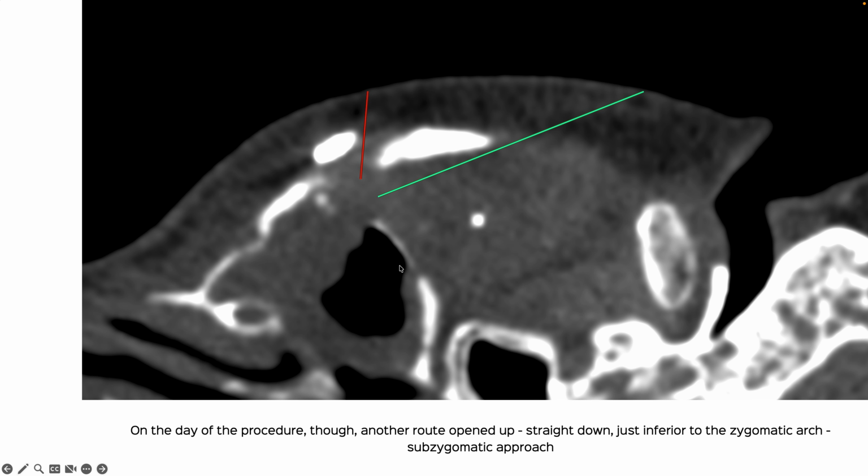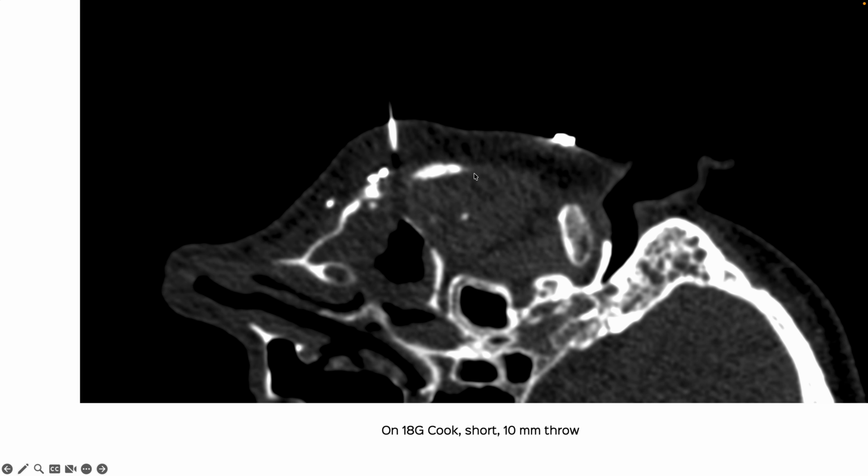This is at the time of biopsy, but because of the way the anatomy would have changed with a little bit of obliquity, suddenly this route opened up, and so this is a subzygomatic approach straight into the soft tissue involving the posterolateral maxillary sinus wall. And so then that's what I did.